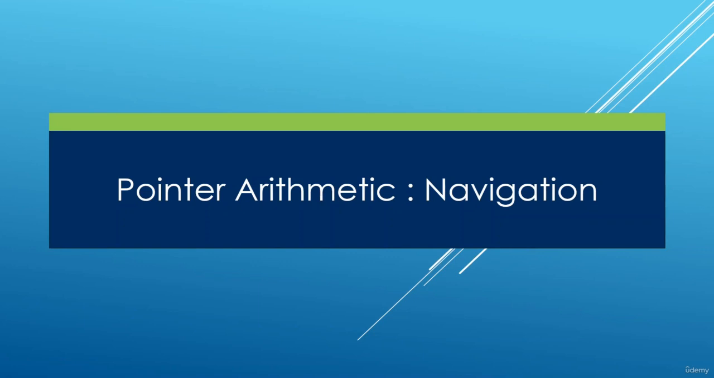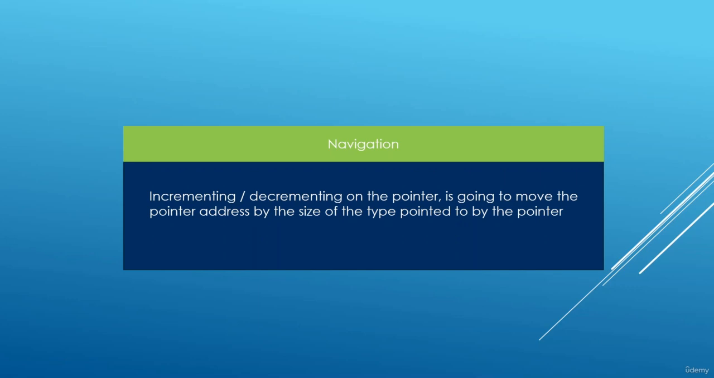In this lecture, we're going to see how we can use pointer arithmetic to navigate through data that is stored contiguously in memory in something that looks like an array. We'll do this by incrementing or decrementing our pointer, depending on whether we want to move forward or backward. If you increment a pointer, it is going to move the pointer address by the size of the type pointed to by the pointer.